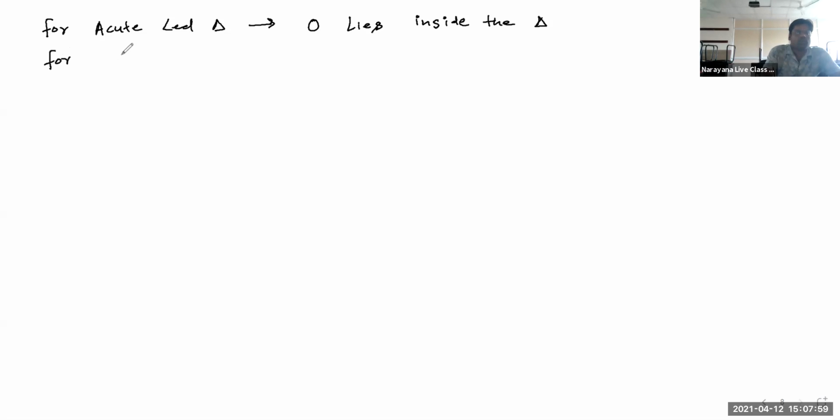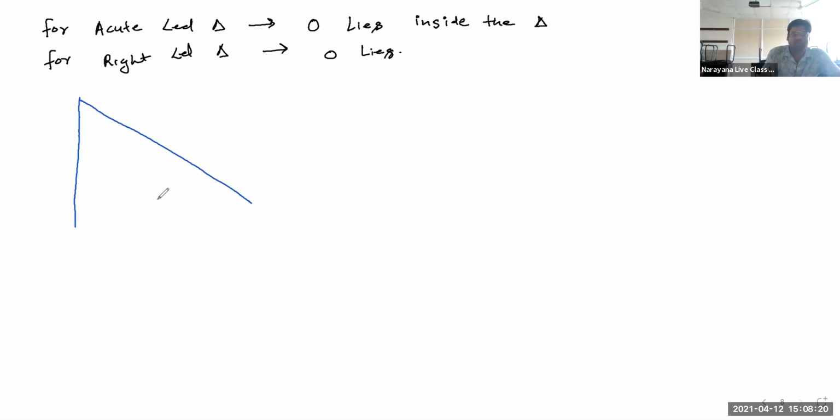Okay. So this one is for acute, then for a right angled triangle, where does O lie? So just check, draw a diagram and check by yourself. So I am just drawing a diagram. Triangle with vertex A, vertex B, vertex C, right angled at B. So this is a right angled triangle.